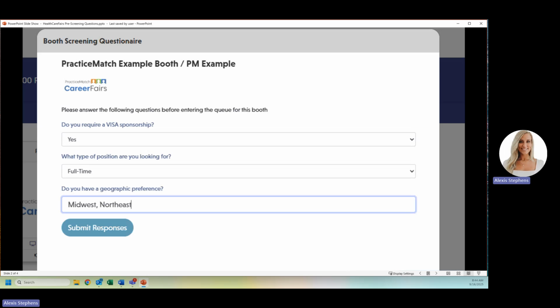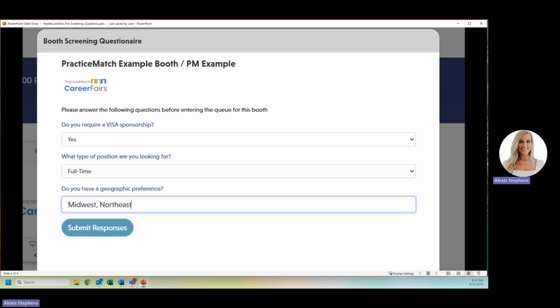The second option is multiple choice questions. With multiple choice questions, you are able to use them to determine candidate eligibility for booth entry. On the pre-screening questions form that you fill out, you will input the question that you would like to be asked, as well as the possible answers that the candidate could give.